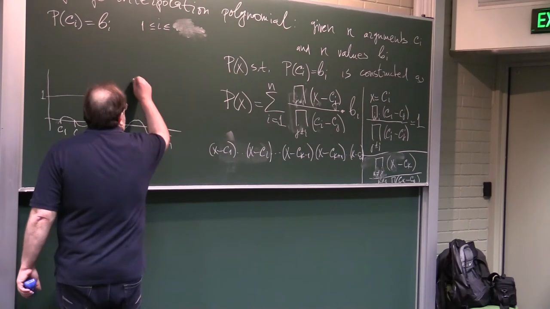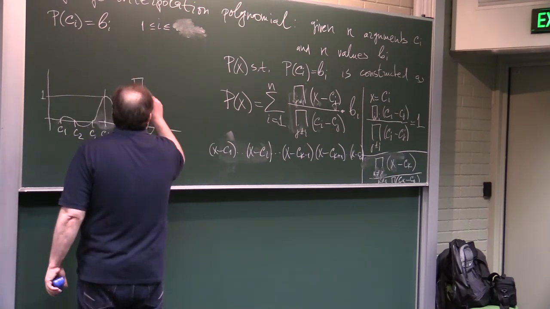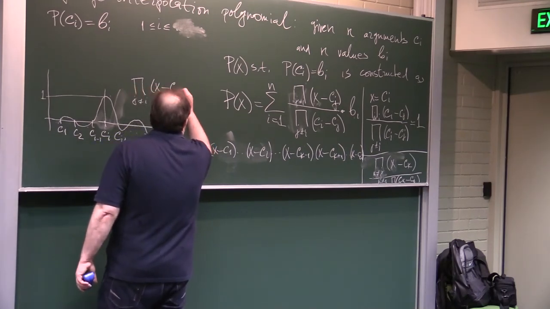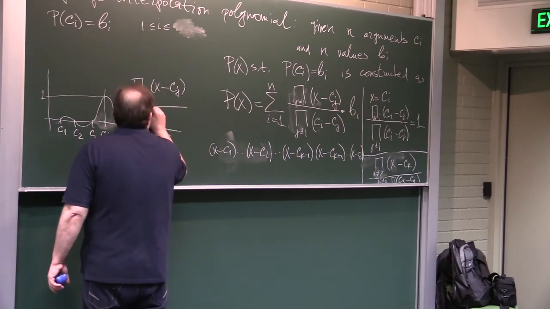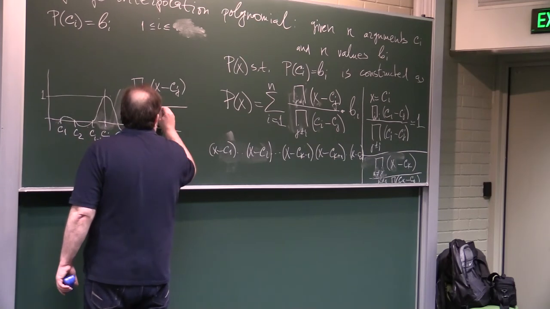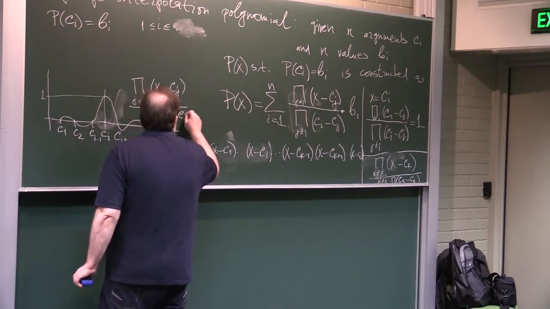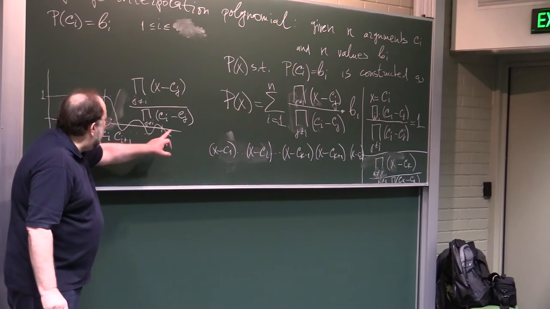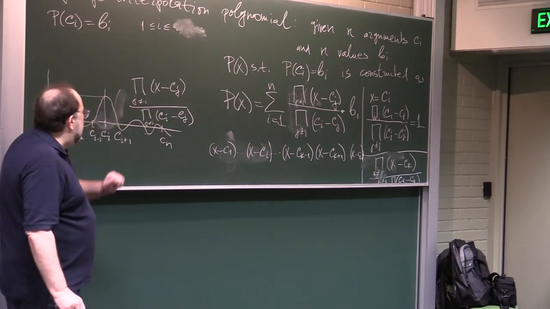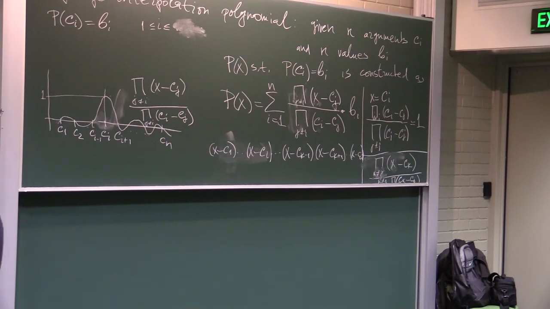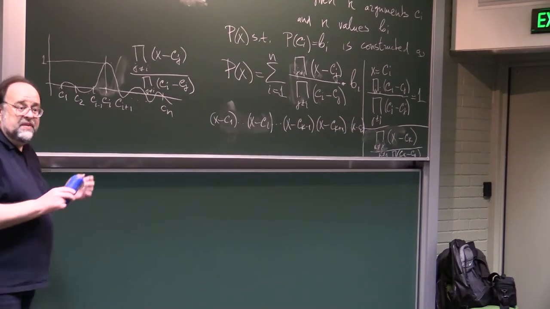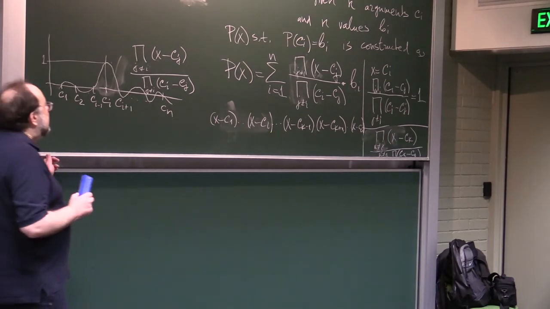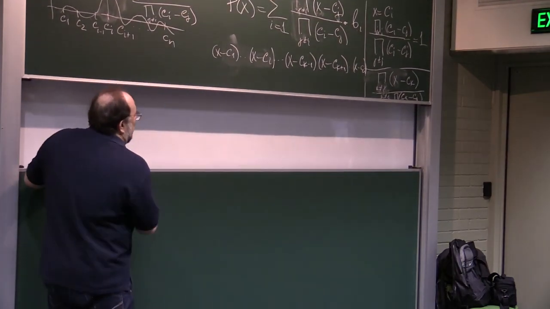So this is the plot of the polynomial, the product over j not equal to i of x minus cj divided by the product over j not equal to i of ci minus cj. This gives you zero at all points except when x equals ci. Okay, did you get this? So this is a simple way to construct interpolation polynomials.